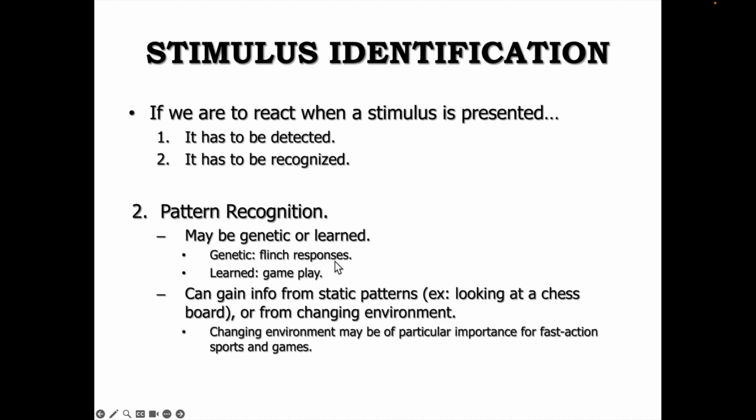For example, an example of a genetic pattern recognition is our flinch response. If someone moves their hand close to my eyes, and my eyes detect it and I identify it, my reaction would be blinking, okay? And again, this is not learned, it's just genetic. Something flies close to my face, I blink to protect my eyes. That is genetic in nature.